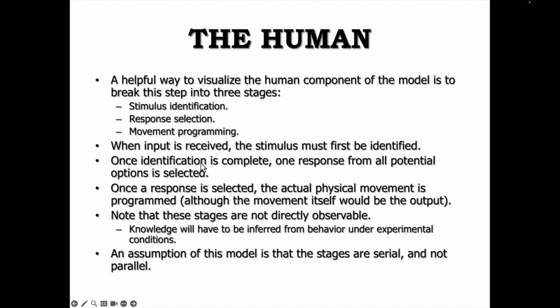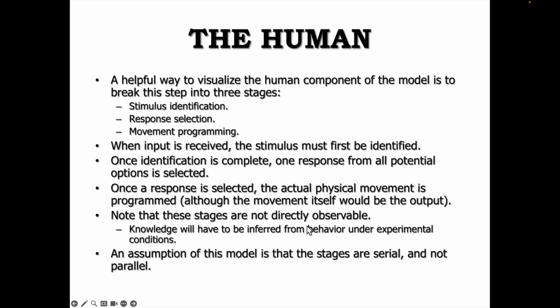When you receive some sort of input, the stimulus in that input must first be identified. And once you identify what that stimulus is, we have to pick a response from all possible responses that we could have to that particular stimulus. And then once we select a response, the actual physical movement is programmed, although the movement itself would be the actual output. So we program the physical movement, but we don't actually start moving yet, and that's the third stage.